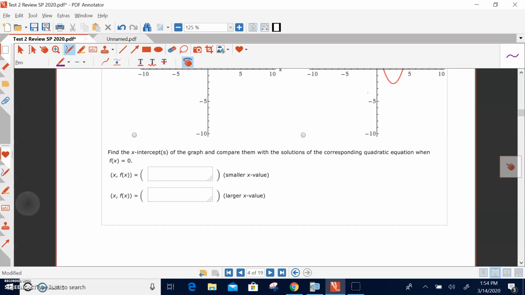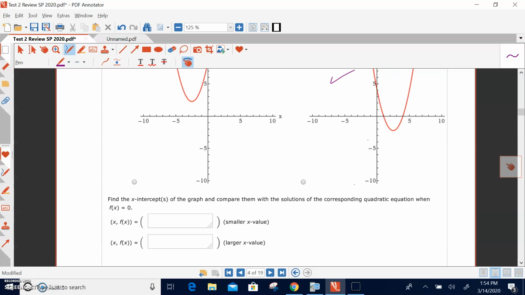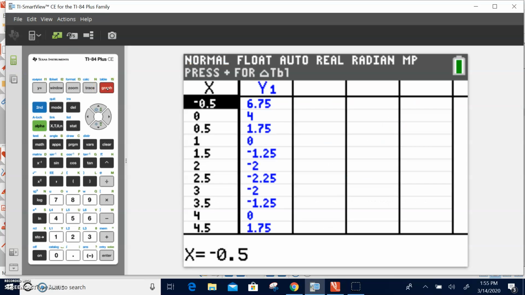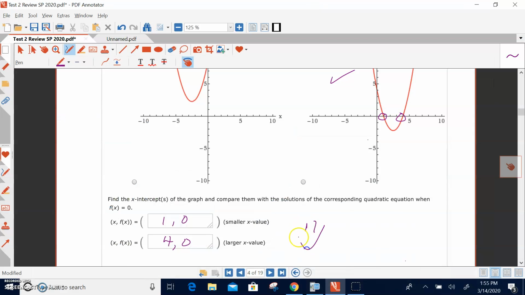Oh, we also want to state the x-intercepts. So we want an ordered pair, and it looks like it's -1, 0, and then, not -1. Why do I keep doing that? +1, 0, and 4, 0. I could verify that by just looking at my table. There's a 1, 0, there's a 4, 0, everything matches. Very good on that. Not too bad.